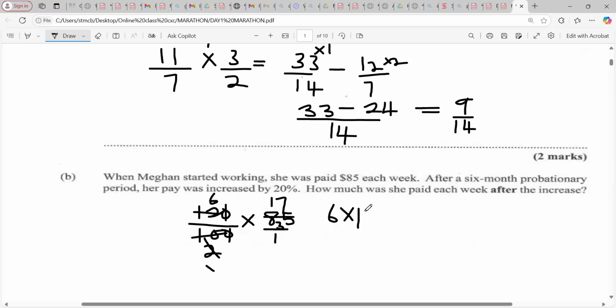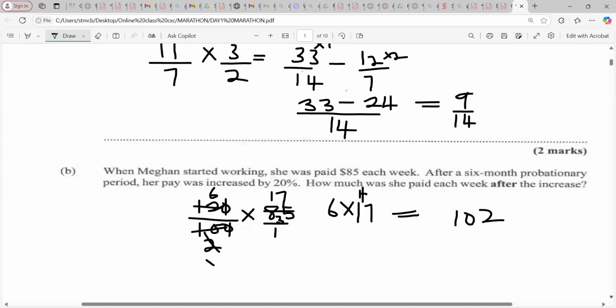Because the one answer cancelled off already. So 6 times 7 is 42, so 2 carry the 4. And then 6 times 1 is 6, plus the 4 is 10. So 102. So that means Megan will now get $102 per week.